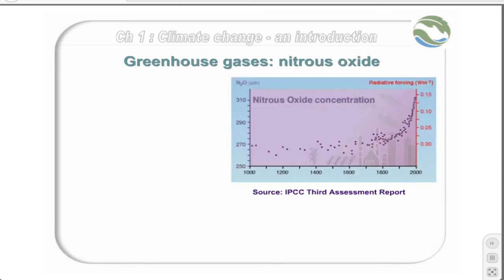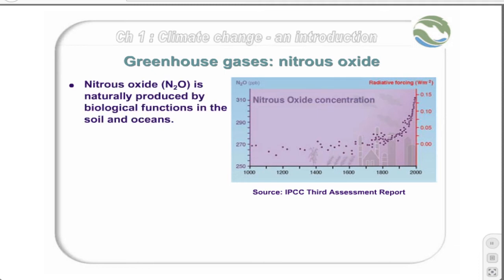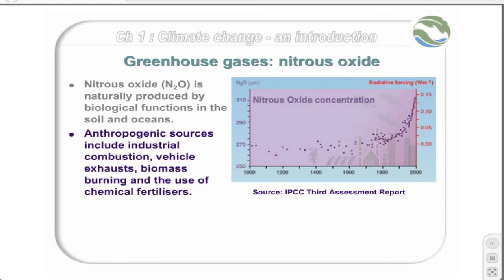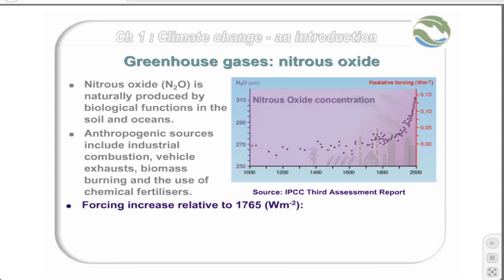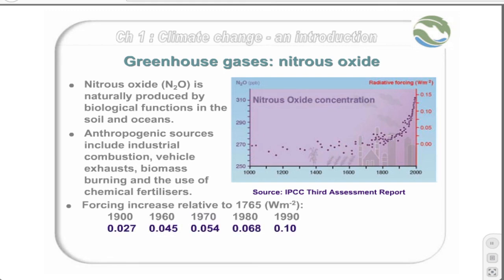Atmospheric nitrous oxide concentrations seem to follow a similar trend. Nitrous oxide is naturally produced by biological functions in the soil and in the oceans. Anthropogenic sources include industrial combustion, vehicle exhausts, biomass burning, and the use of chemical fertilizers. The forcing increase relative to 1765 for nitrous oxides shows a similar sort of accumulation, increasing from 0.07 watts per square meter in 1900 to 0.1 in 1990.